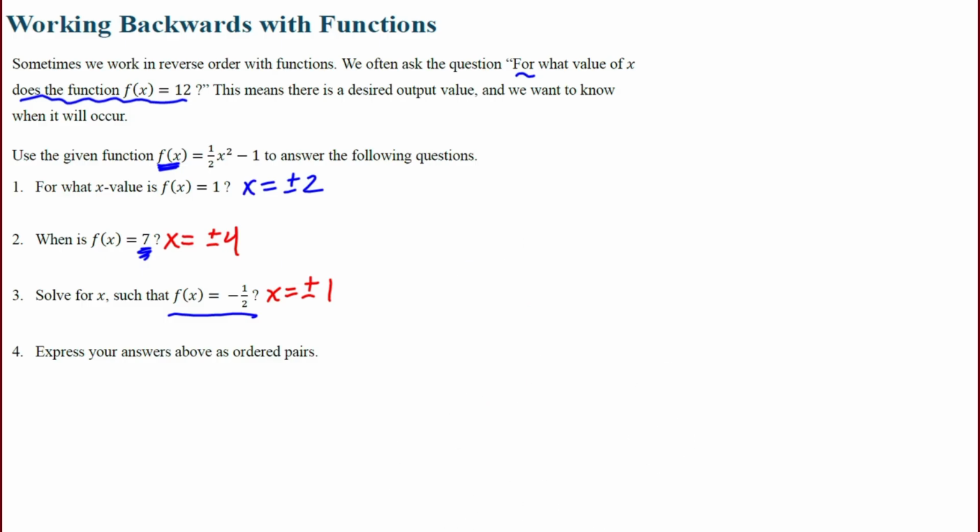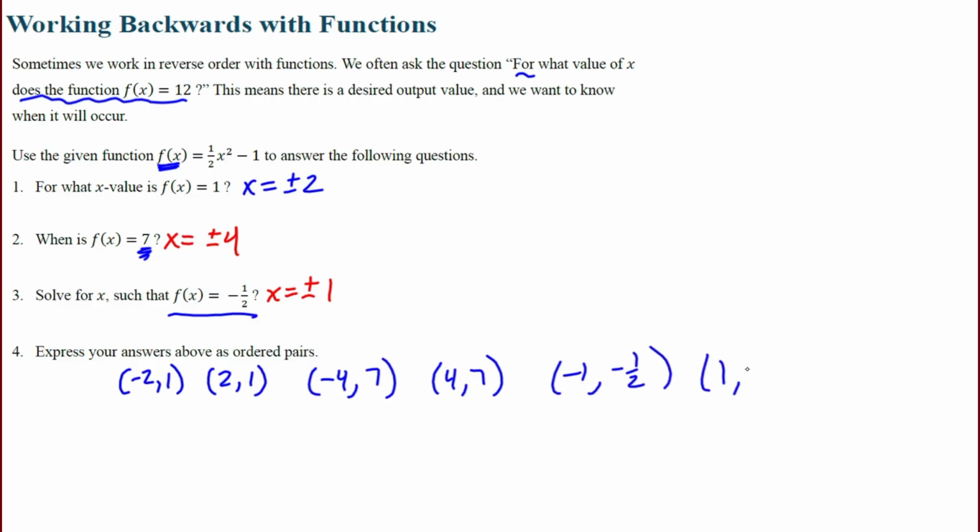So now we're asked to express our answers as ordered pairs. And if we go up above, we see, well, we had plus or minus 2 would get paired up with 1. So it means we have -2, 1, and we have a +2, 1. That means we had two ordered pairs for question 1. The same thing for question 2. The x value was either -4 paired with 7 or +4 paired with 7. And for question 3, we have that either -1 is paired with -1/2 or +1 is paired with -1/2.